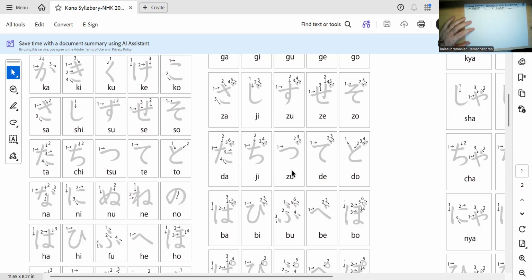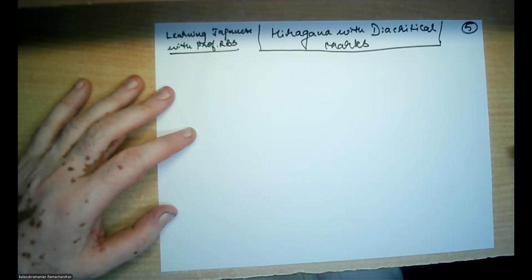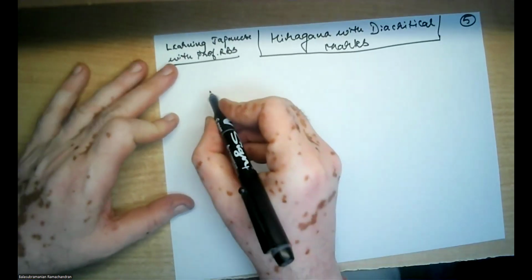And we are going to write the Ta series and then add the diacritical marks and then get this series, okay? So shall we begin? Let me stop share and we'll start with Da. First we'll write Ta.